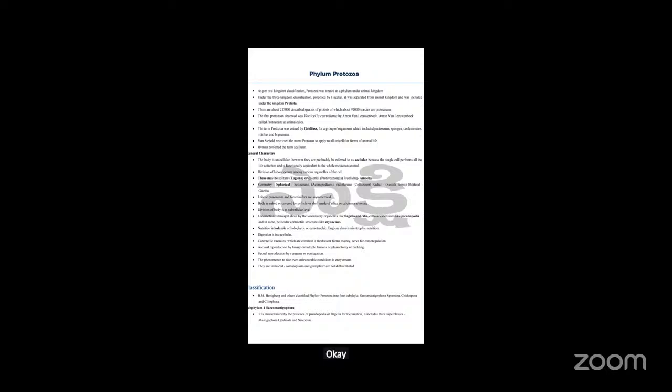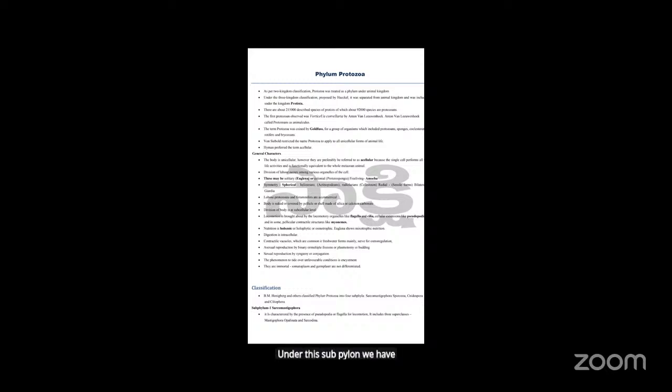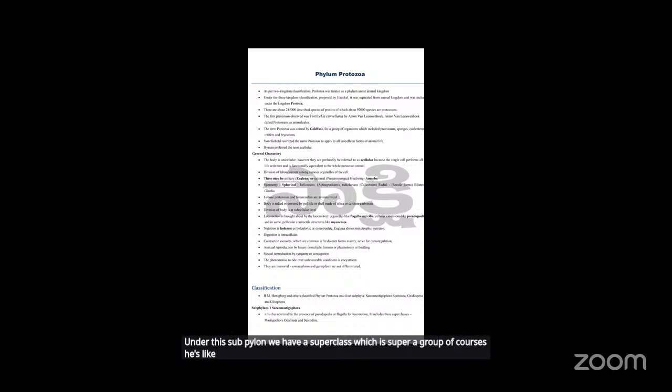Okay, so we have subphylum 1, Sarcomastigophora. It's characterized by the presence of pseudopodia or flagella for locomotion. So these ones either have those false feet or they have that singular tail for locomotion. Under this subphylum, we have a superclass, which is a group of classes. It is like between phylum and class, but you can't really put it as a class on its own, so we call it superclass: Mastigophora, Opalinata, and Sarcodina.